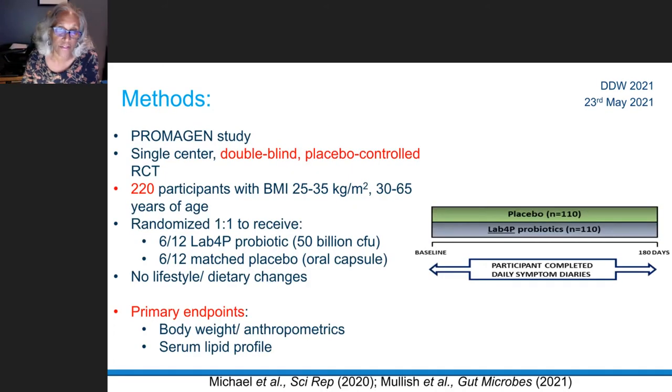So the study design was a single-center, double-blind, placebo-controlled, randomized controlled trial in which 220 participants with a body mass index consistent with obesity and between the ages of 30 and 65 years of age. They were randomized either to a probiotic arm in which 50 billion colony-forming units were used or an oral capsule placebo. There were no dietary or lifestyle changes.